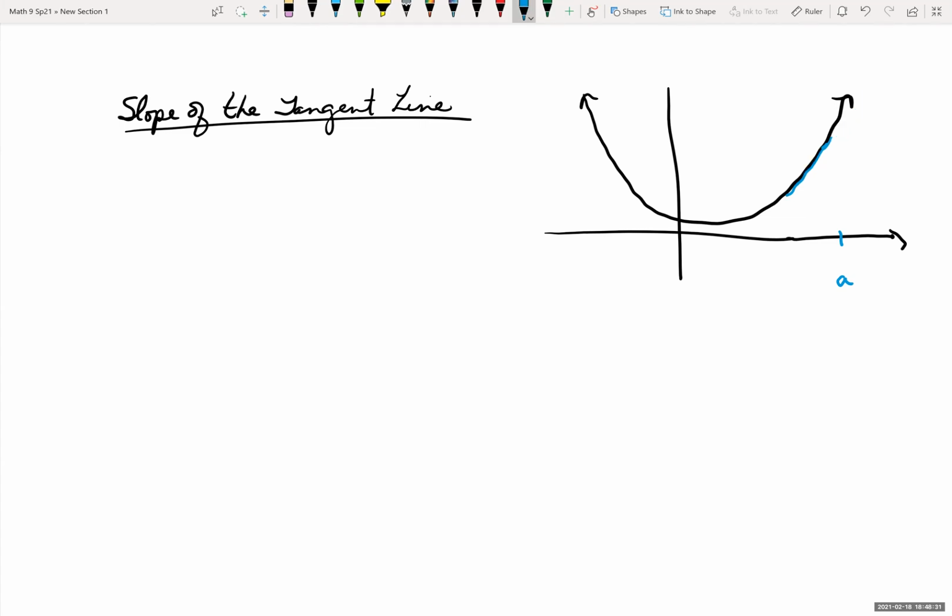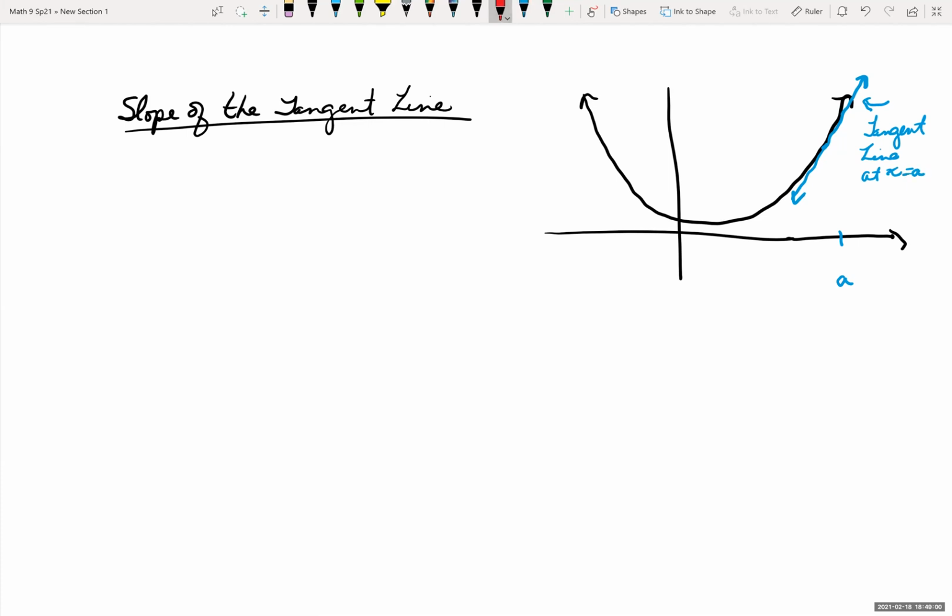Maybe not so much like that. Okay, so headlights would be facing kind of this direction. So this would be the tangent line at x equals a.